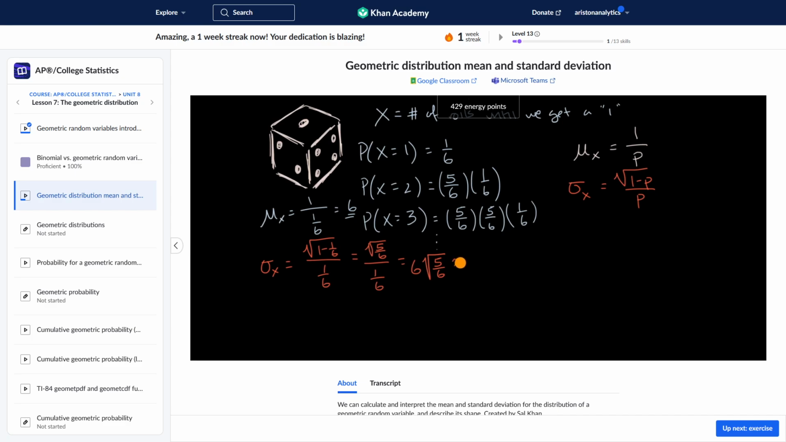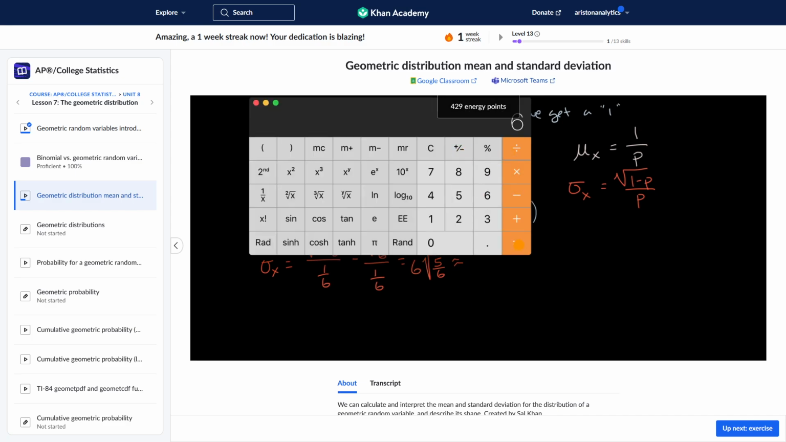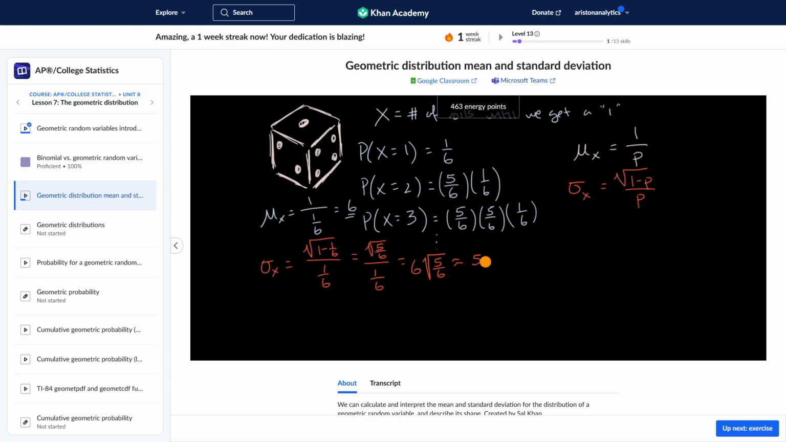And this is going to be approximately equal to 5 divided by 6. We'll take the square root of that and then multiply that times 6. It gets us to about 5.5. So approximately equal to 5.5.